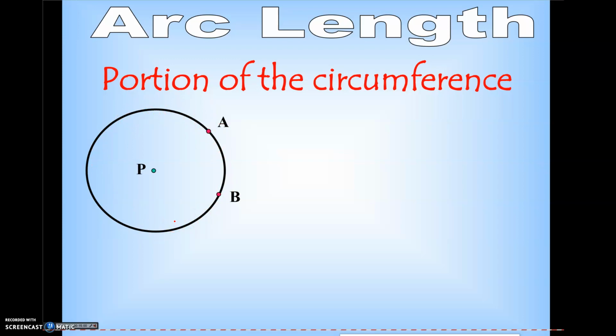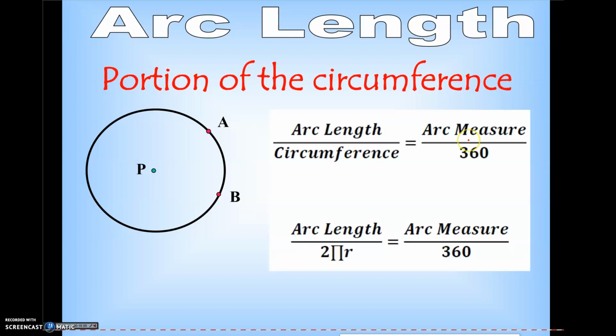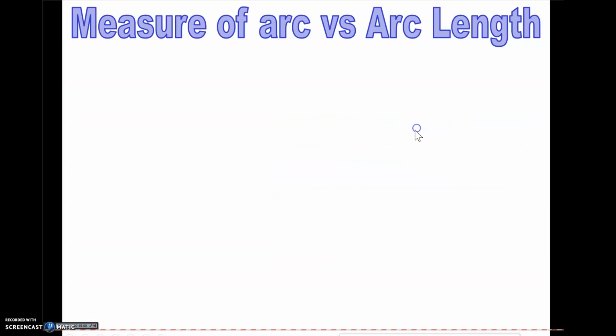But I have to set that equal to something else where I can use another ratio. That's going to be the arc measure over the entire circle, which is 360. So here is your formula to figure out your arc length. It's going to be the arc length over circumference, and that's going to equal the arc measure over 360. This is kind of confusing, arc length and arc measure. Like, what's the difference between those two? So, measure of arc versus your arc length.